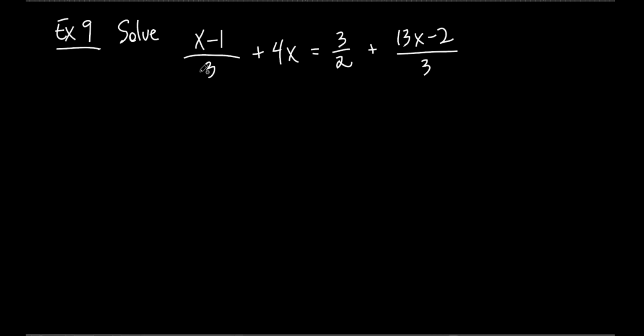That's called the least common multiple. Remember that, LCM? You probably learned that back in the day. So that's what we want to do. It's kind of like finding a common denominator. 3 and 2 and 3. What's my common denominator? 6. So what I'm going to do is multiply everything by 6.